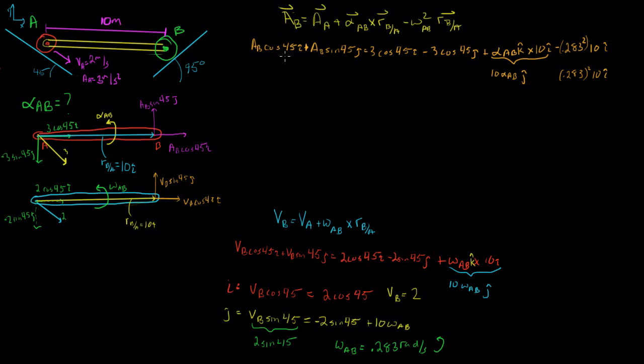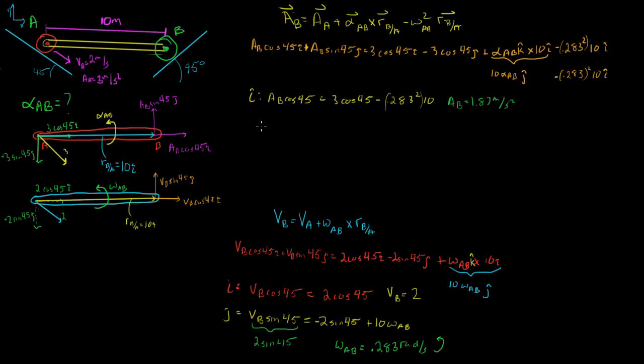So we have this equation in terms of i and j components, so we can equate our i components. And when we do that, we get aB times the cosine of 45 is equal to 3 times the cosine of 45. And this is a minus, so minus 0.283 squared times 10. And we can solve this equation out for the acceleration of B. And when we do that, we get the acceleration of B is equal to 1.87 meters per second squared.